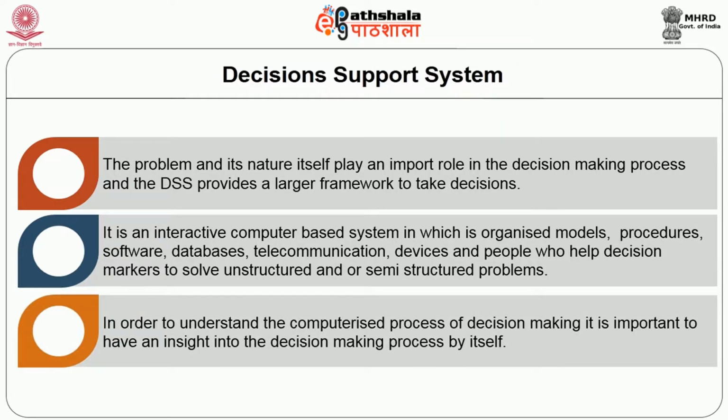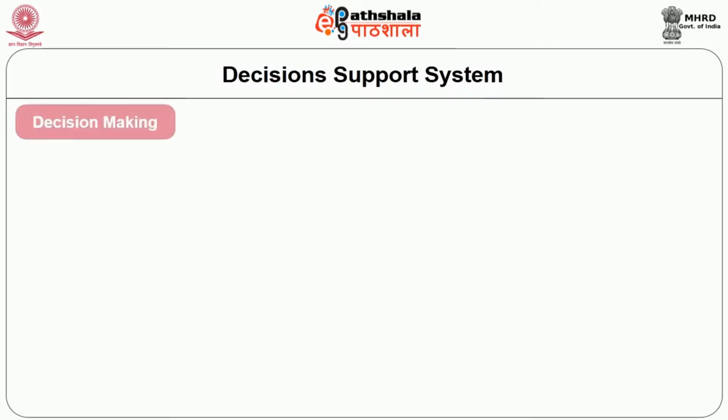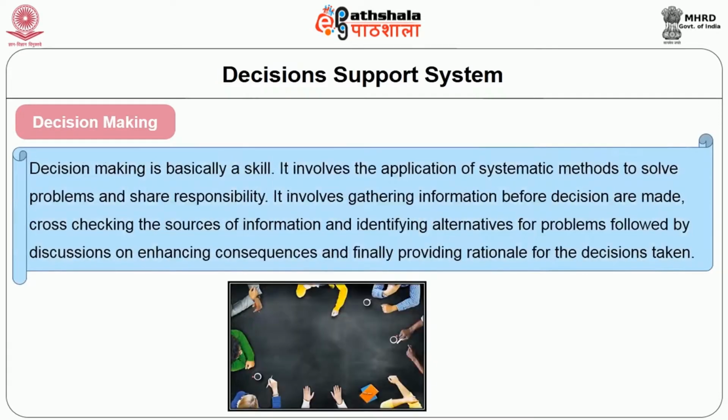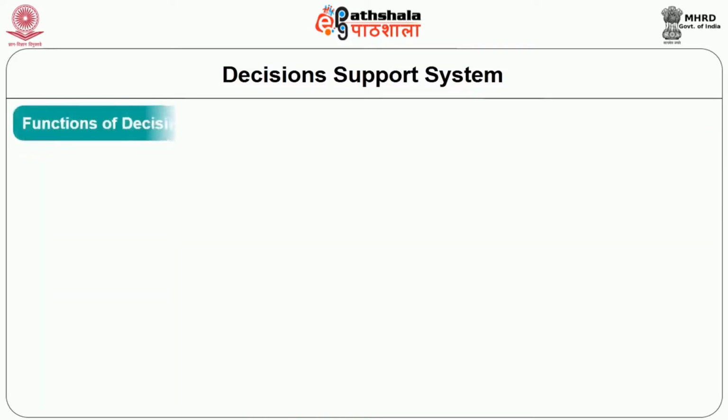In order to understand the computerized process of decision making, it's important to have an insight into the decision making process itself. Now, what is decision making? It's basically a skill. It involves the application of systematic methods to solve problems and share responsibility. Before decisions are made, cross-checking is very important. Cross-checking of the sources of information, identifying the alternatives for the problem, followed by discussion on consequences, finally providing rationale for the decisions taken.